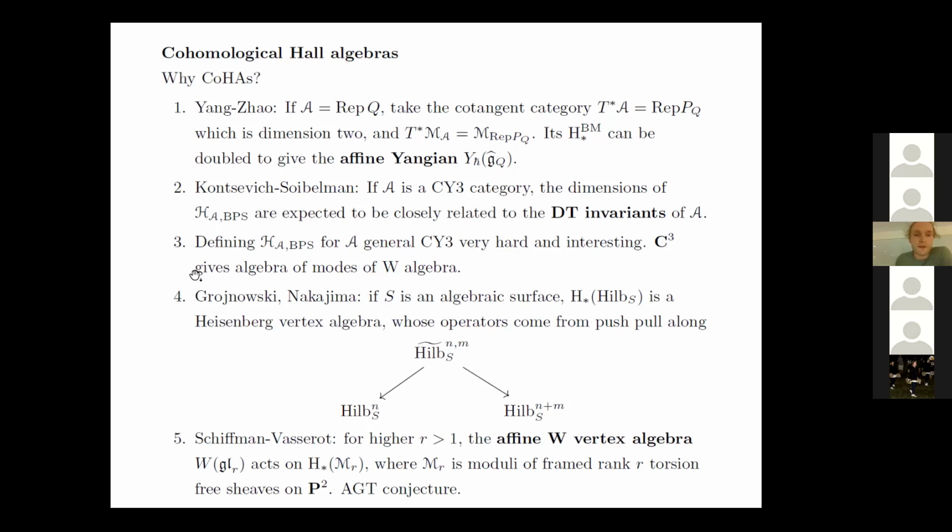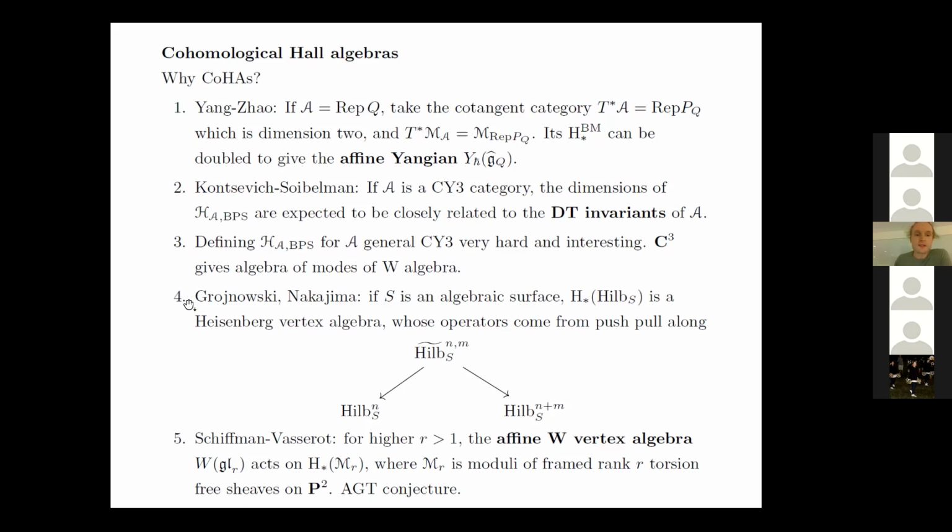I should also say that defining this CoHA structure for a GL_n Calabi-Yau 3-fold is very hard and very interesting. And even in the case of toric Calabi-Yau 3-folds, for instance C^3, there's some connection to W-algebras. So this CoHA is approximately a W vertex algebra.